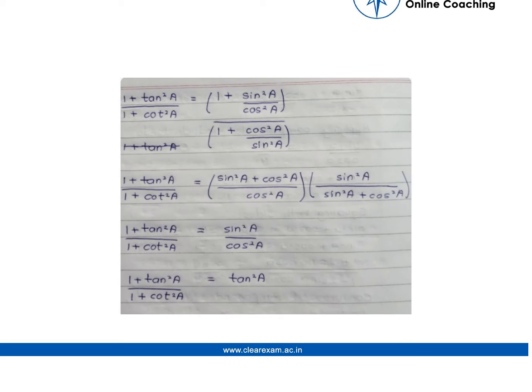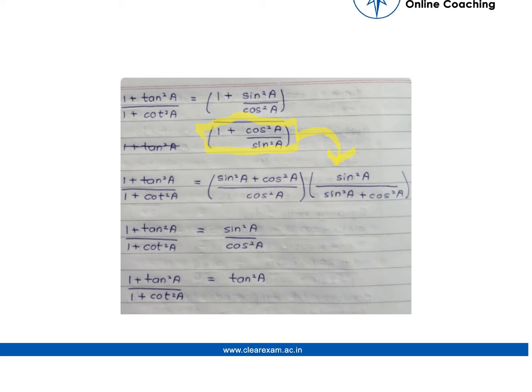Now we simply take the LCM of numerator and denominator, and it comes out to be (sin square a plus cos square a) upon cos square a, and upon (sin square a plus cos square a) upon sin square a, which on division we multiply by the reciprocal. So we take the reciprocal of this expression here. So it comes out to be (sin square a plus cos square a) upon cos square a, into sin square a upon (sin square a plus cos square a). So this expression basically got inverted and got multiplied.